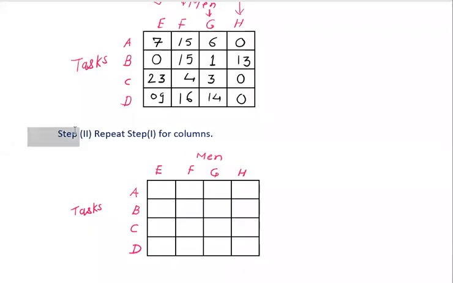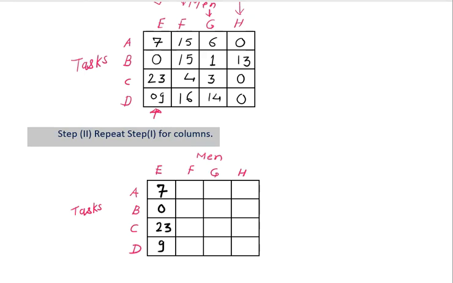So step 2, repeat step 1 for columns. Now look at the first column. What is the smallest entry? The smallest entry is 0. Subtract 0 from all the entries, so the elements will not change. Here we get 7 minus 0, that is 7 as it is. 0 minus 0, that is 0. 23 minus 0 and 9 minus 0.